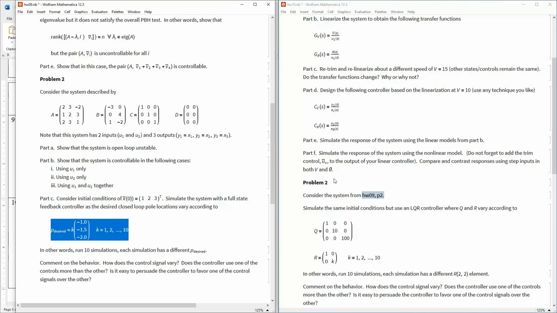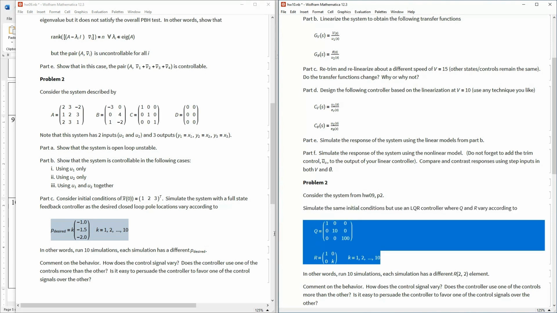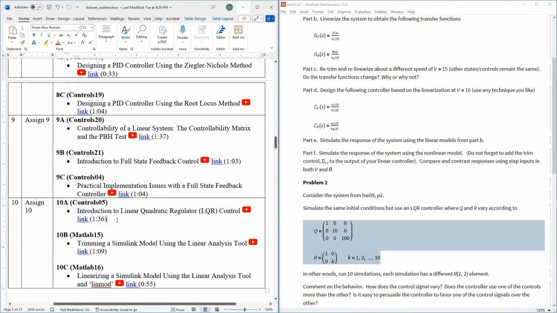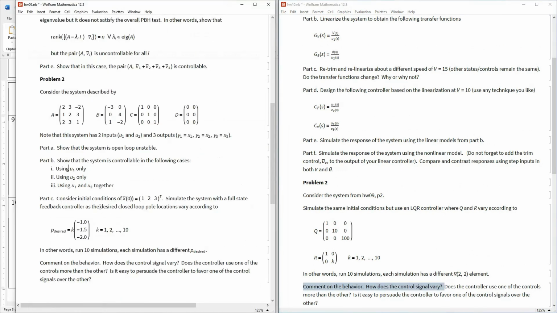All I would like to do in this problem now, in homework 10, problem 2, is look at the same plant model, but instead, we are now going to design an LQR controller, which again is just a type of full state feedback controller, but we are going to use these particular weighting matrices, the Q and the R matrix. Again, what these are is going to make a lot of sense once you watch the LQR video. All I'm asking you to do here is do 10 different designs as you vary the R matrix. In this case, it looks like I want the Q matrix to be constant, but we're going to vary the R matrix like this. And now I'd like you to look at, what does the system do? What is the behavior? How does the control signal vary? Why would you want to use LQR versus the full state feedback that we were designing in the previous homework?